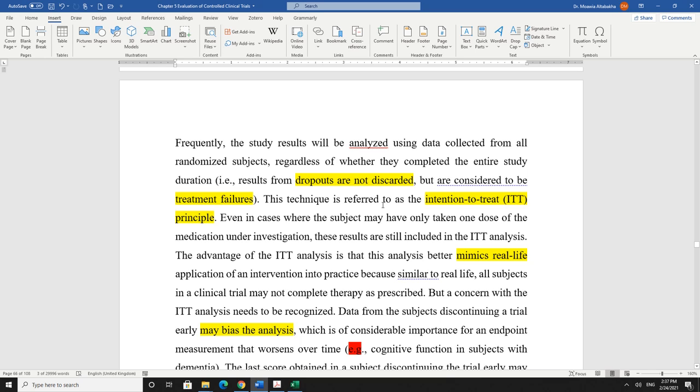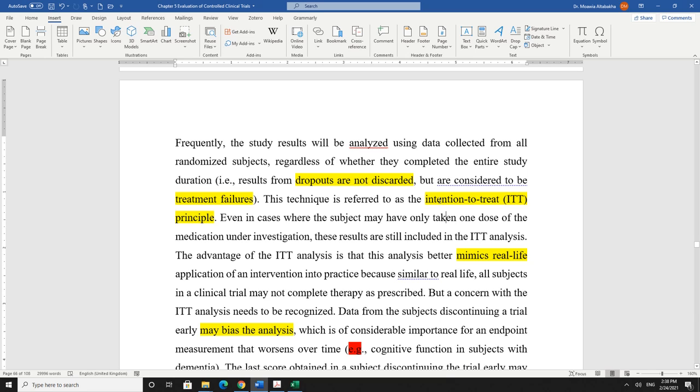Now, if I include their last results, we call this type of analysis intention to treat principle. I mean, dropouts are not discarded. Their last data are included in the analysis. Meaning, whatever was the last data I got from them, I will include it. Okay? And this mimics what happens in real life, because some people may not continue with the medicine, they may not be compliant, they may relocate, etc.